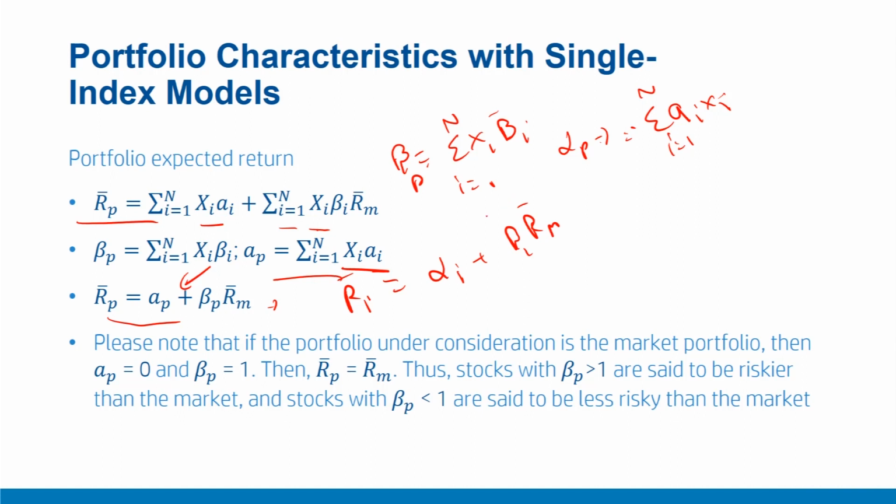Please note in this equation that if the portfolio under consideration is the market portfolio, then alpha p equals 0 and beta p equals 1. That means rp bar is nothing but rm bar. Also, stocks with beta p greater than 1 are said to be riskier than the market, and stocks with beta p less than 1 are said to be less risky than the market.